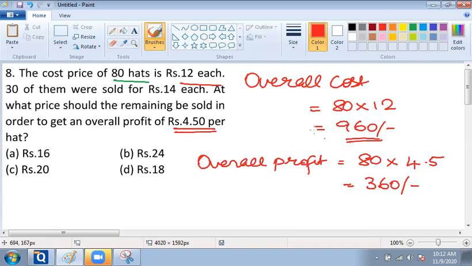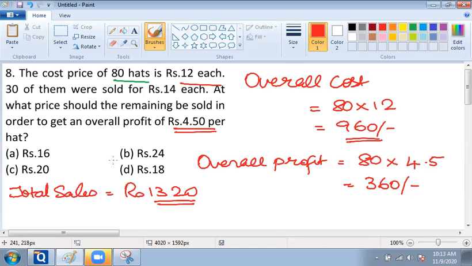So we have the overall cost here and the overall profit here. From this, we can now find out the total sales that happen in this transaction. That is equal to overall cost plus overall profit, and that value is 960 plus 360, that is equal to rupees 1320. So this is the total sales that is happening.